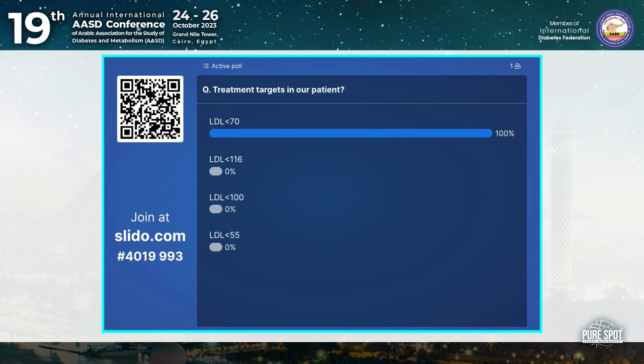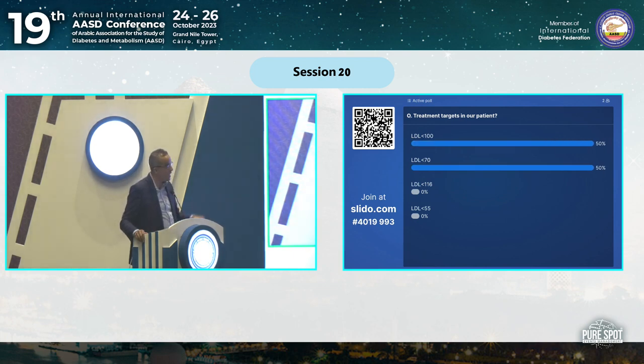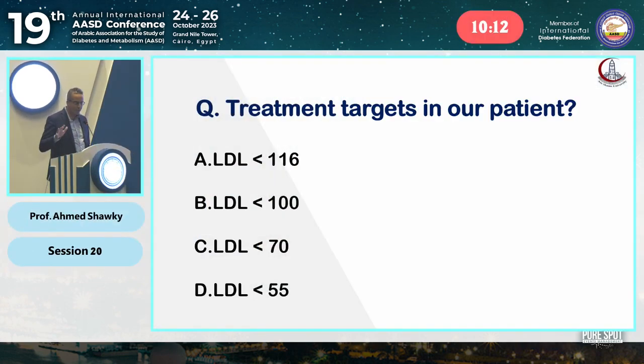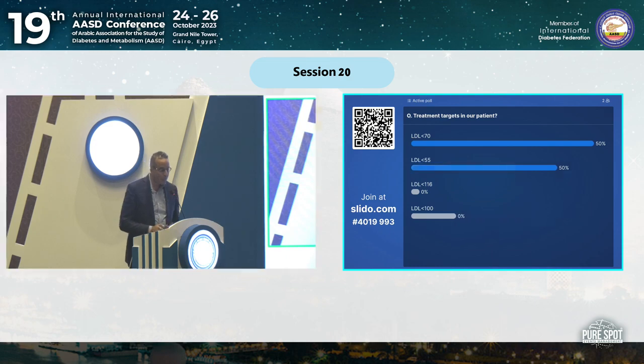And I'm sure Professor Mek will not disagree because, you know, back in the UK, they have different guidelines. They don't advocate the European guidelines. Even the ADA advocated the European guidelines this year for the targets, but not in the UK. They're a little bit different, cost-oriented, which is very good. Who would say 116? Who would say 100? Who would say 70? I'm like in an auction here. 55? Professor Mek, where would you go? 55, okay. Very ambitious.